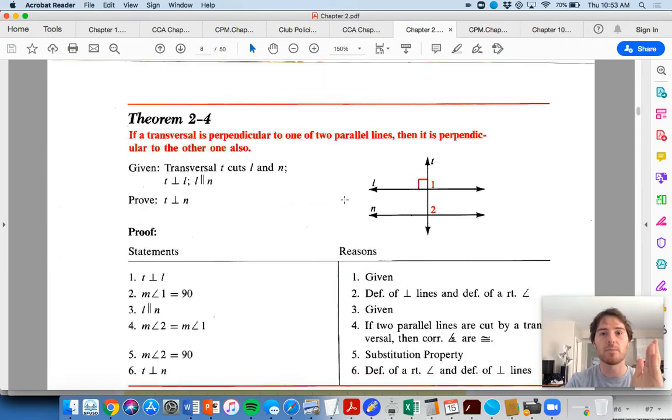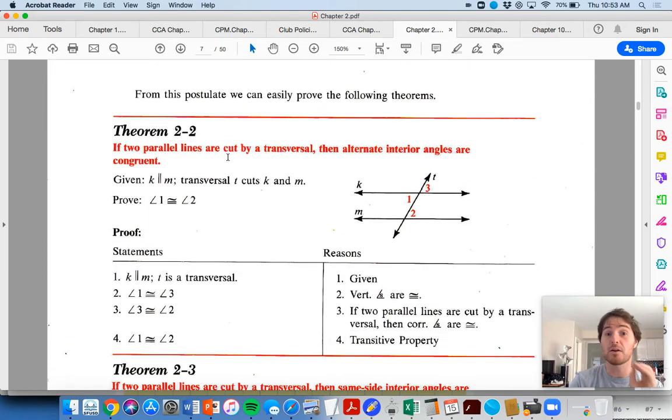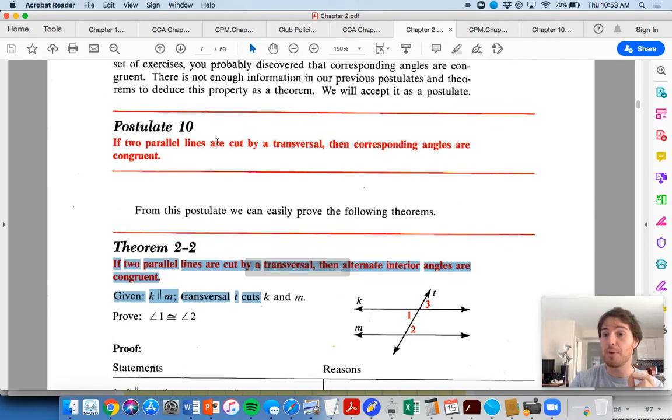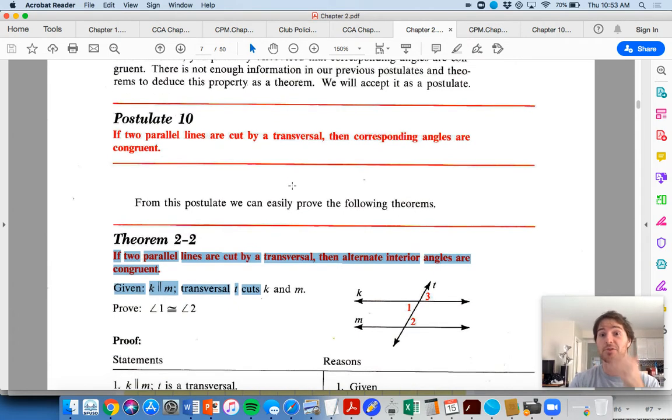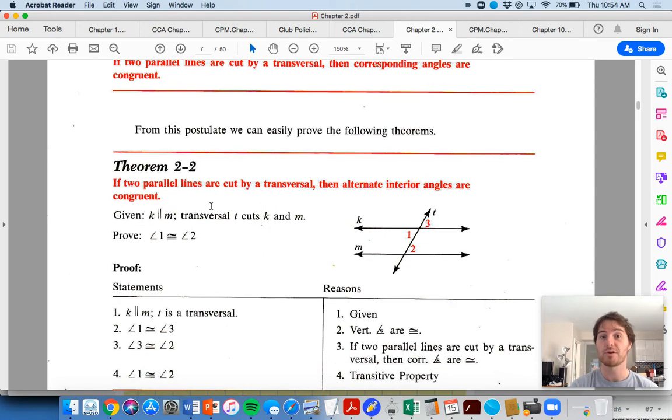Let's check it out. Maybe you'll notice it here if you're having trouble with this. Yeah, here it is. This is the theorem that he wants to use in the proof of postulate 10. Trying to prove it, trying to make it a theorem here. If 2 parallel lines are cut by a transversal, then corresponding angles are congruent. And here's a theorem: if 2 parallel lines are cut by a transversal, then alternate interior angles are congruent. So he wants to use this as a theorem.